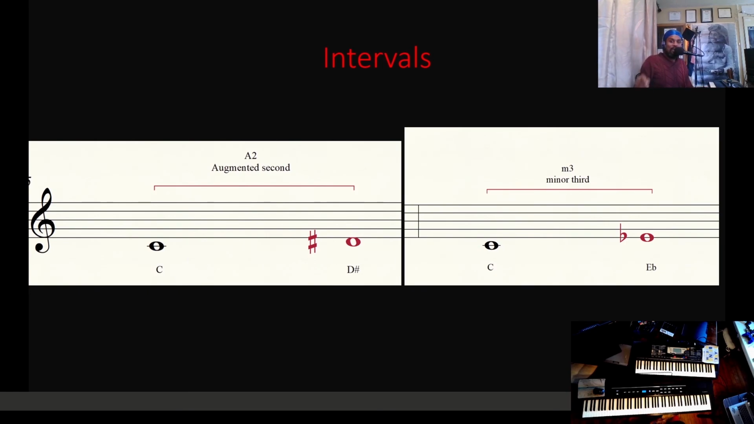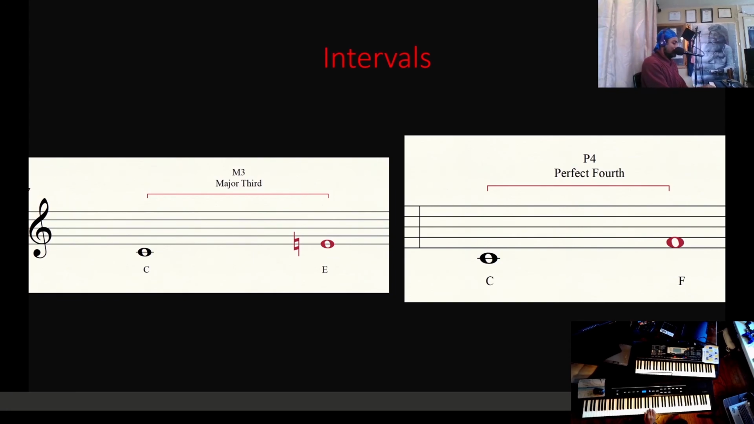Anyway, back on track. So that can be written as an augmented second if you consider this a D sharp, or it can be a minor third if you consider it an E flat. Okay? Moving on. C to E natural. C natural to E natural is a major third. All right? So you have minor second, major second, minor third, major third. Now, there's no half step here.